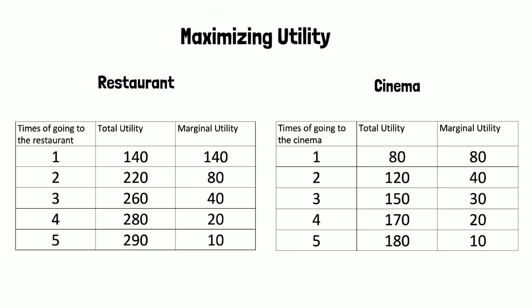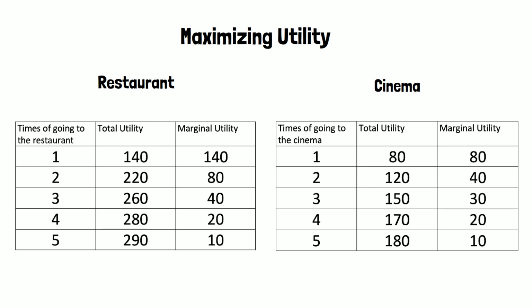Now we can compare the two graphs to see how we can maximize our utility. We can use the marginal utility to make our decision. We go where our marginal utility is highest. So in this case we go to the restaurant because it has the highest marginal utility of 140. After that we will be indifferent between going to the restaurant and going to the cinema, meaning that we will get the same utility level from each of the two consumption options. But this is only the case when the price of the two options is the same.